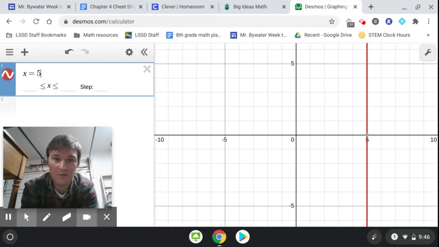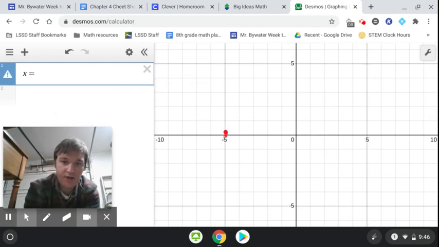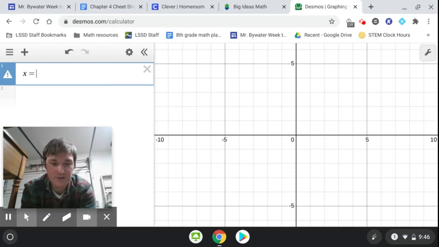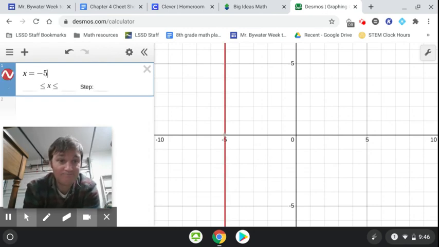Let's look at one more. How about I put it right here? How about I write that line? That's just x equals -5. Okay, team, that's it. That's your perfectly horizontal and your perfectly vertical lines.